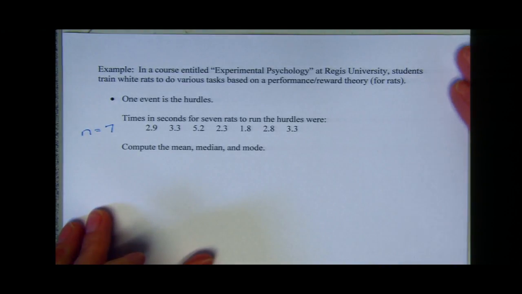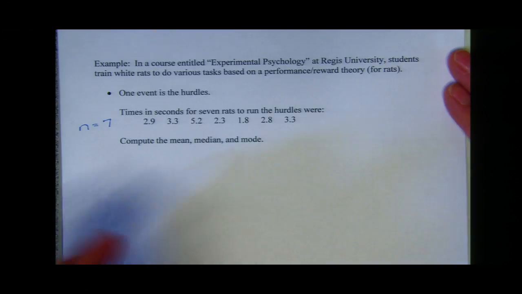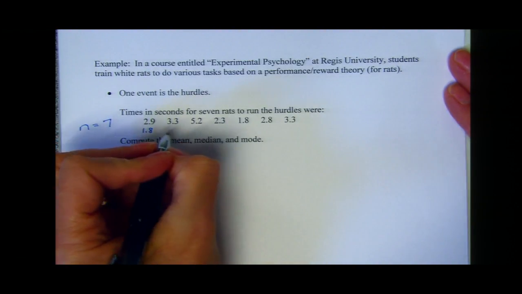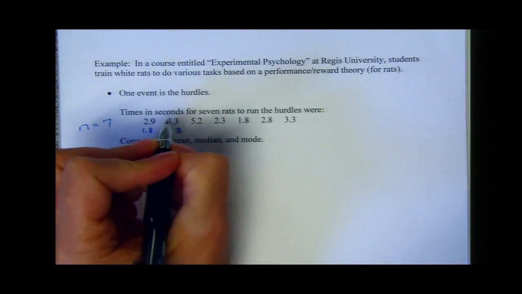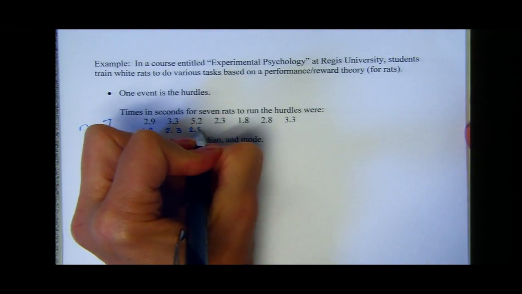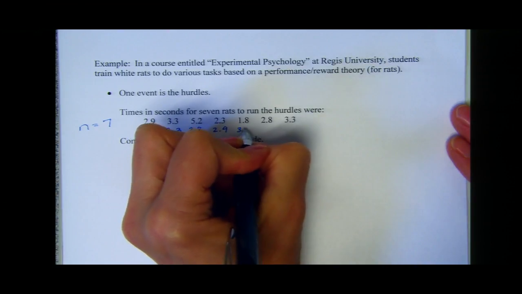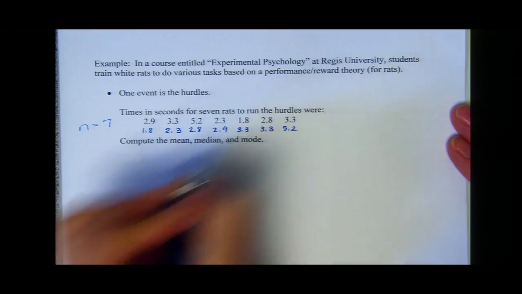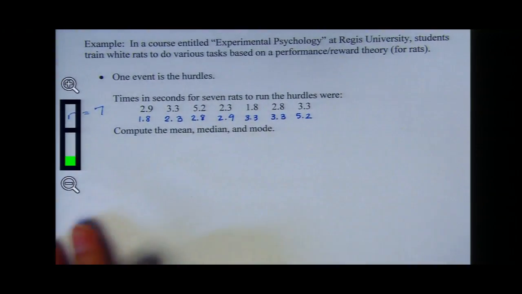And then before I start calculating my central tendency or my averages, I want to put them in order. So I'm going to rewrite them from least to largest. So 1.8, 2.3, 2.8, 2.9, 3.3, 3.3, 5.2. Get that just a little bit larger.